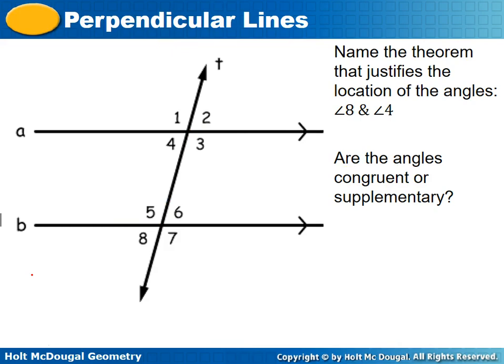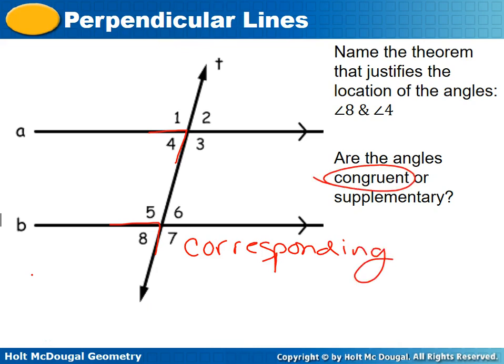Then we've got 8 and 4. 8 is here, 4 is here. These are corresponding angles. And again, these are the same shape. They're both acute angles, so they're going to be congruent.